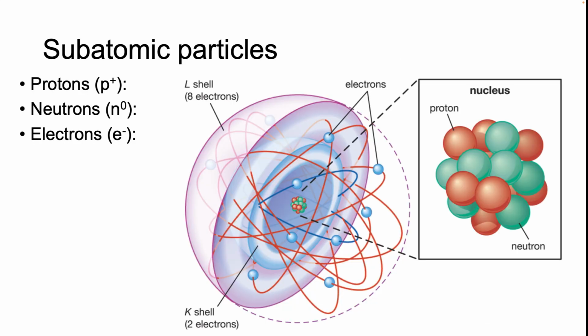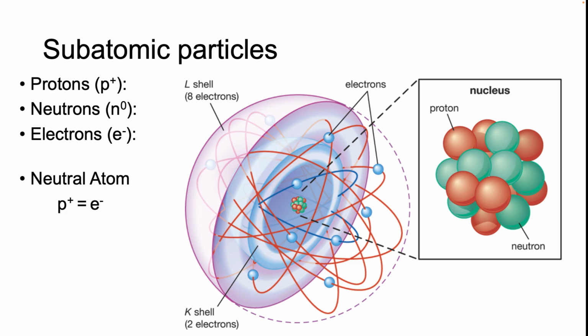All atoms have a similar structure. They include 3 types of subatomic particles: protons, neutrons, and electrons. The protons are positively charged, P for positive. The neutrons, neutral, and the electrons are negatively charged. In an atom, the protons and the neutrons are in the middle, in the nucleus, and the electrons are orbiting around the nucleus. What is different between atoms of different elements is how many particles they have.